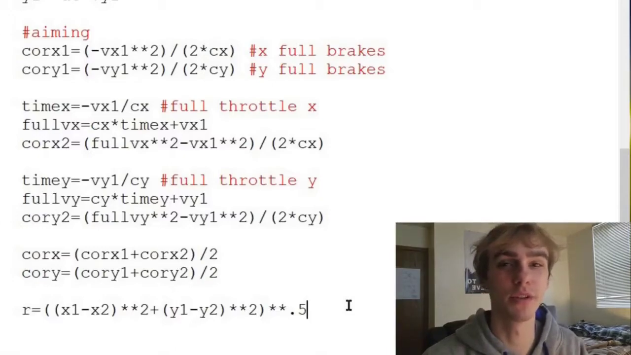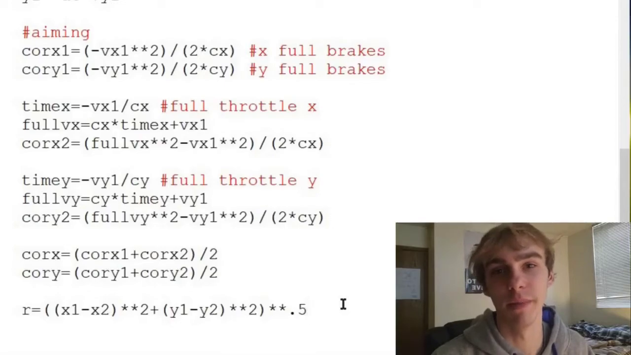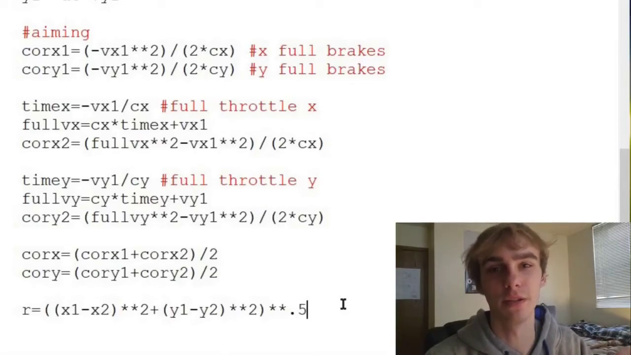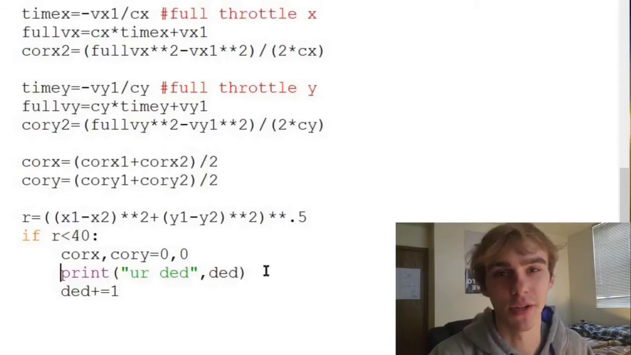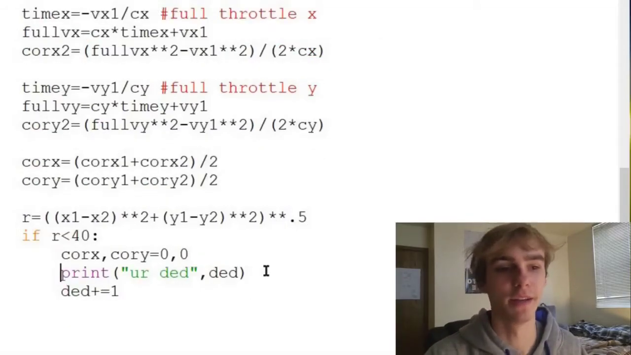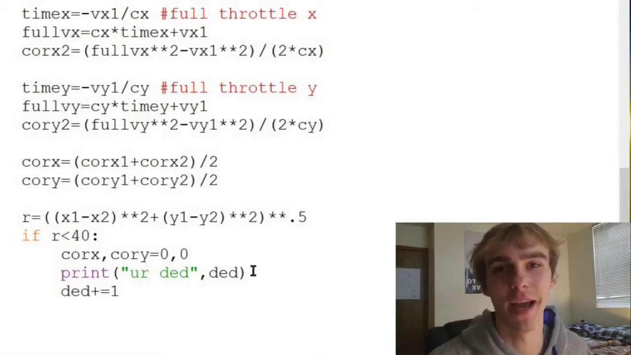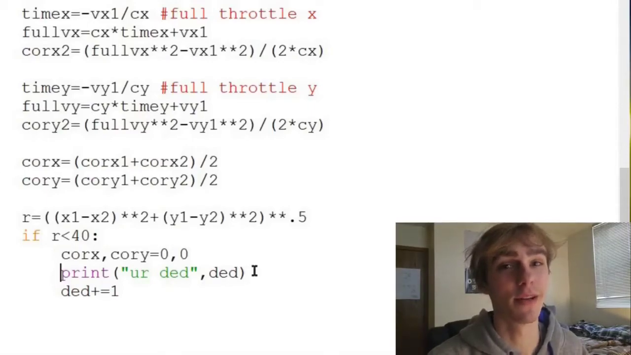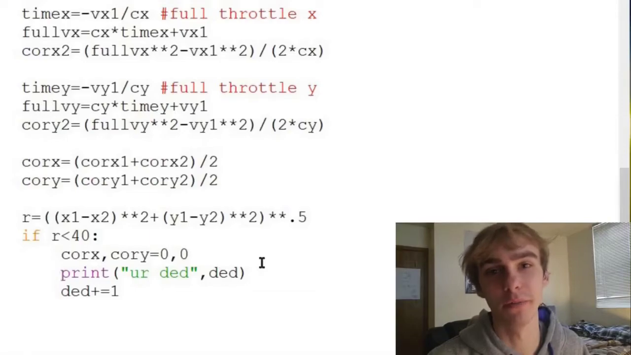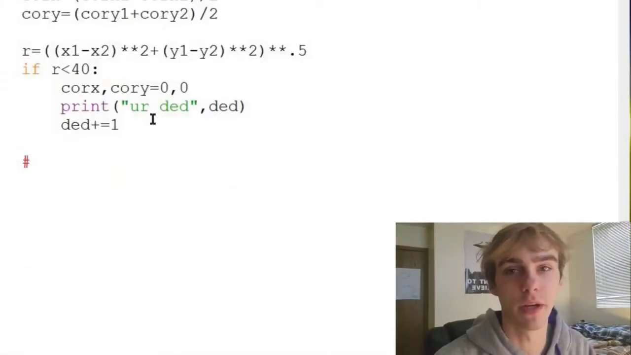Aiming directly for the position of the player doesn't really work normally, but it works really well when you're really close, obviously. Since the amount of time you get from point A to point B is so little, you can just aim straight for the player. So we say correction x is equal to 0, correction y is equal to 0, say you're dead, and dead plus equal to 1, so we can keep track of how many times we died. We need to keep track of dead originally, so let's just make dead 1 before the while loop even starts. Dead equals 1.